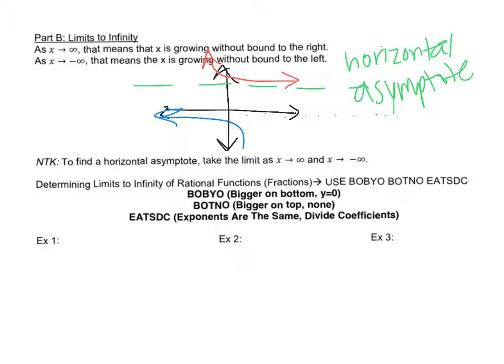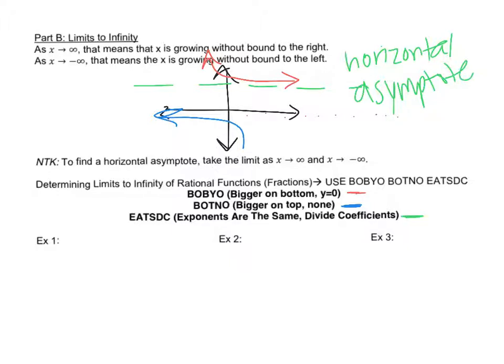Now when you're finding limits to infinity, we use that expression that everyone loves, BOBO BOTN EATS DC. So BOBO, bigger on bottom, y equals 0. BOTN, bigger on top, there's none, or the limit does not exist, or however you want to interpret that. And then EATS DC, exponents are the same, divide the coefficients.